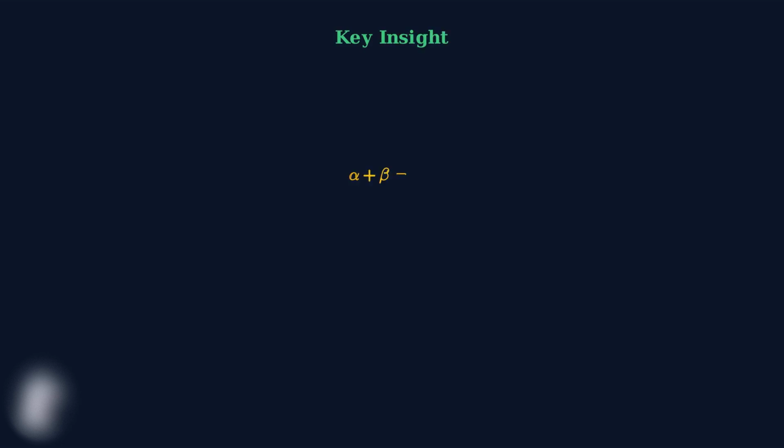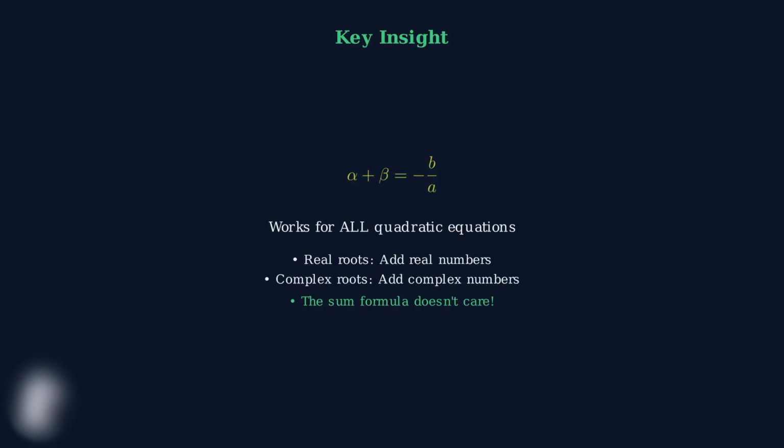Here's the key insight. Regardless of whether your discriminant is positive, 0, or negative, the sum of roots formula alpha plus beta equals negative b over a always gives you the correct answer. The discriminant just tells you what type of numbers you're adding.